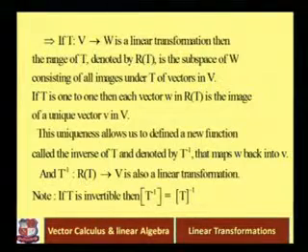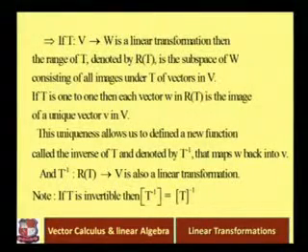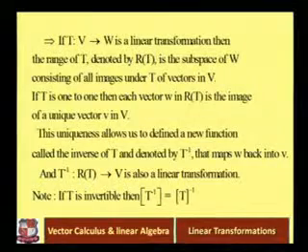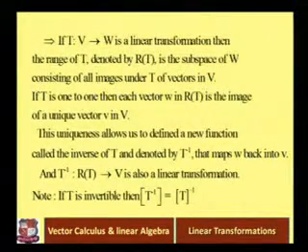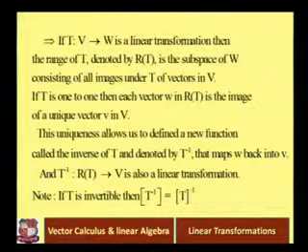Okay, so today our first content is inverse linear transformation. So how do we make an inverse linear transformation? Let's see. T from V to W is a linear transformation. Then the range of T, denoted with this notation, is the subspace of W consisting of all images under T of vectors in V. Now if T is 1-1, then each vector w in the range of T is the image of a unique vector v in the vector space V.